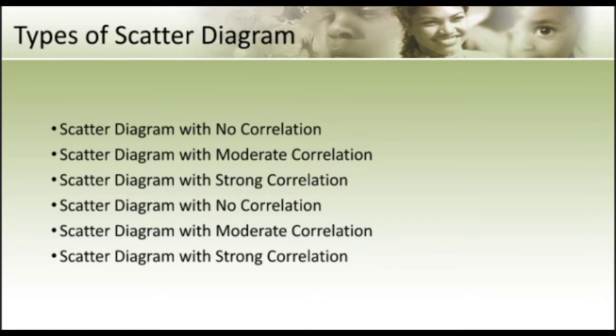Next is scatter diagram with strong correlation. This diagram is also known as a scatter diagram with a high degree of correlation. Here the data points are close to each other and you can draw a line by following their pattern. And in this case, you can say that these variables are closely related.